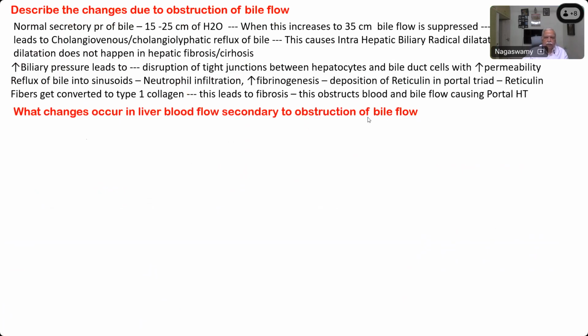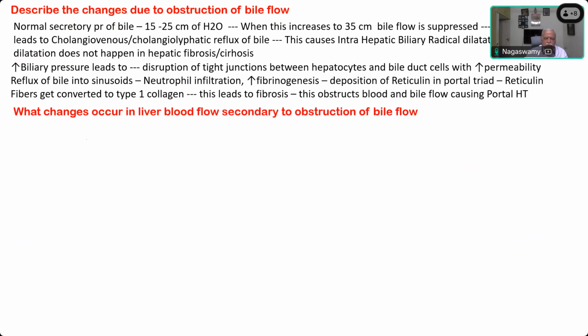One clue is the obstruction and the increase in the bile pressure, which can be acute or chronic. Acute rise will happen in CBD, that is common bile duct stones will produce an acute rise in the bile flow pressure. Whereas a tumor in the head of the pancreas will cause a chronic increase in the bile pressure.